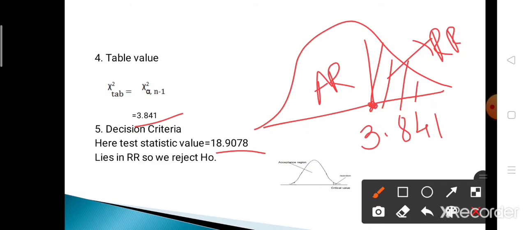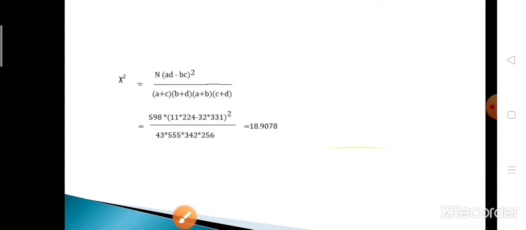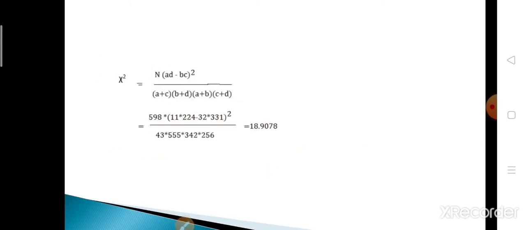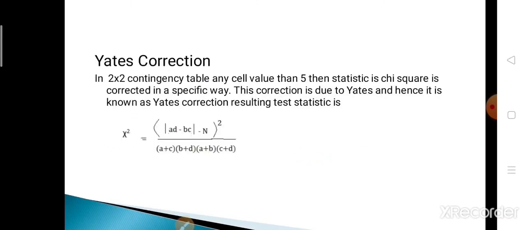Rejection region, because 18.9078 is greater than 3.841. So it lies in the rejection region, so we reject H0. That means reject H0, that means accept H1. That means here the two attributes are dependent. Okay. Now the last is Yates correction.